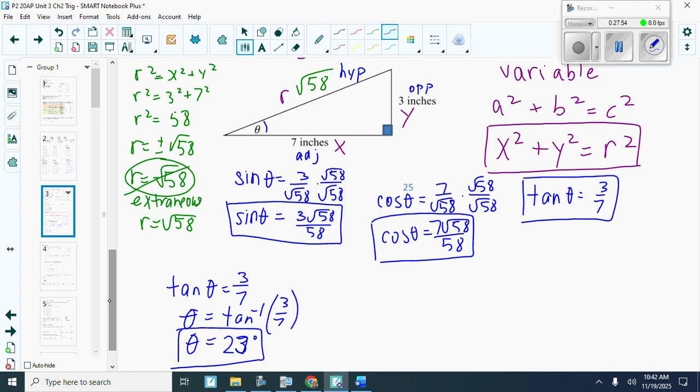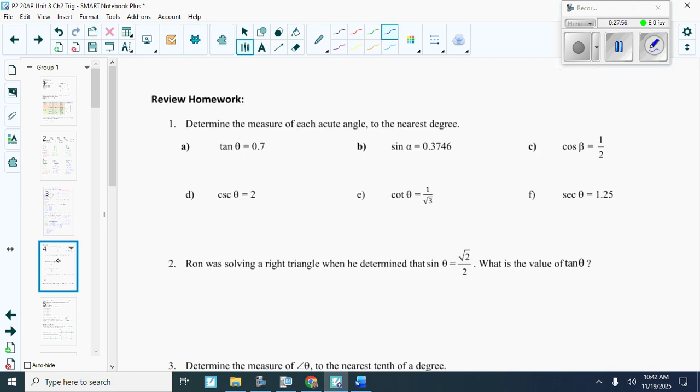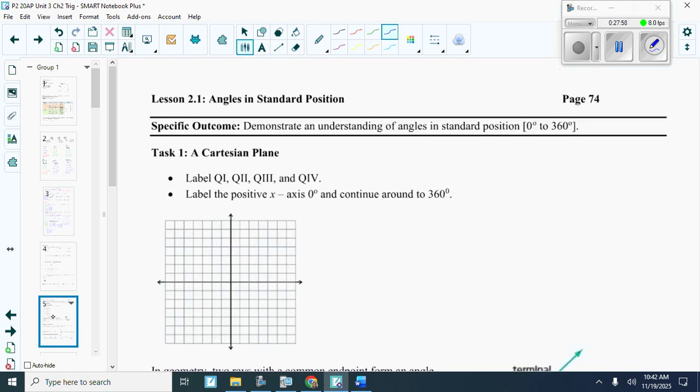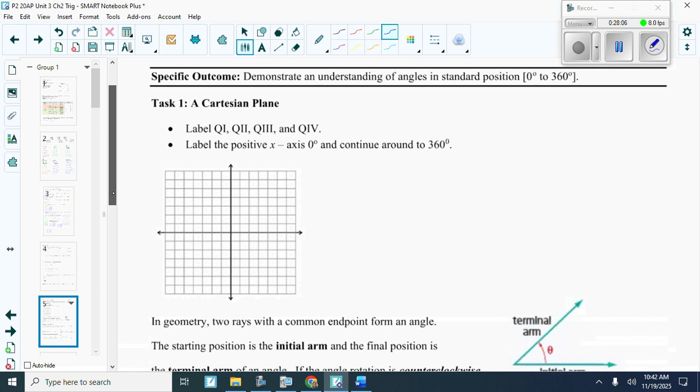Great. Let's take a look at the angles in standard position. So here's a Cartesian plane. Okay, it finally comes into view here. Let's label it, make sure that we're all talking about the same thing. So where do we start labeling quadrant lines? You guys remember? What do you think? Top right. Top right, absolutely.